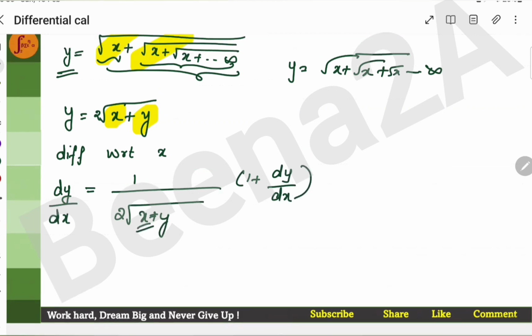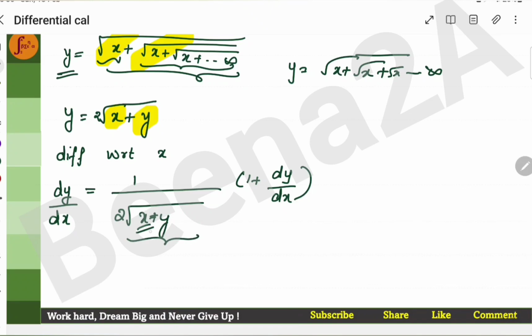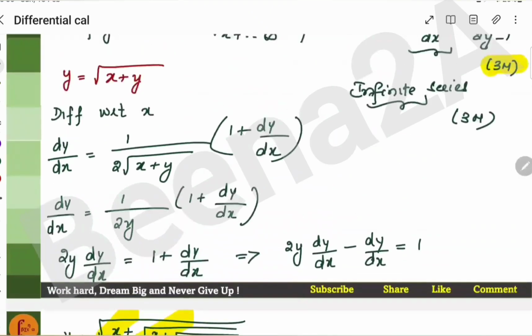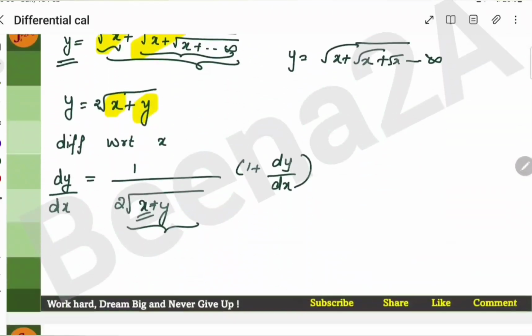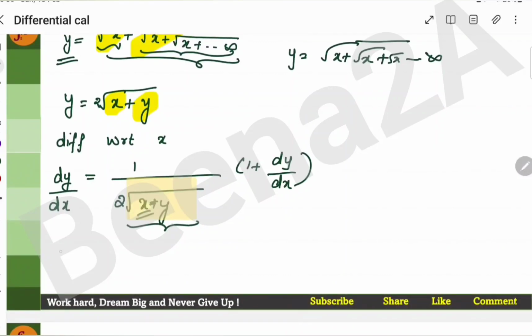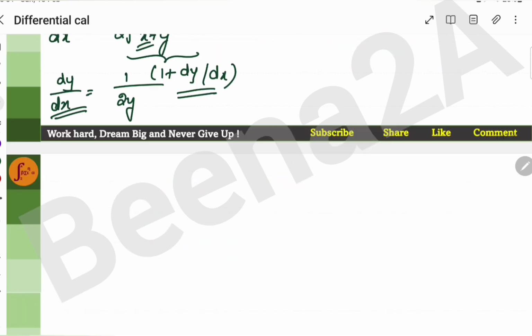Now you watch this carefully. What is root of x plus y? Root of x plus y is nothing but y. That's what we assumed, right? So we'll substitute. We'll write this as 1 by 2y into 1 plus dy by dx. So I'll shift 2y here. Whenever I have a denominator, shift it to the other side. So it will be 2y into dy by dx is equal to 1 plus dy by dx.